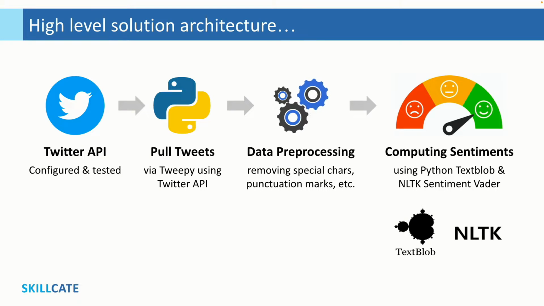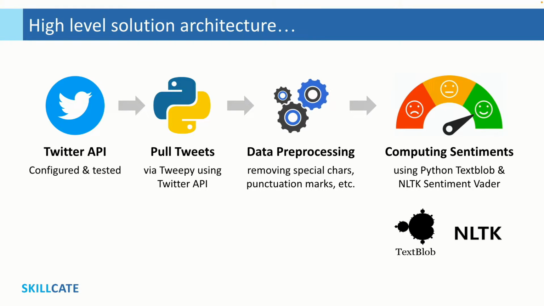This is our high-level solution architecture. We already have our Twitter API configured and tested. Using Python Tweepy, we shall pull some 1,000 public tweets on a specific keyword like Apple. As the iPhone 14 is lined up for launch next month, Apple is trending on Twitter these days, and it would be interesting to see what the public sentiments are on this topic.